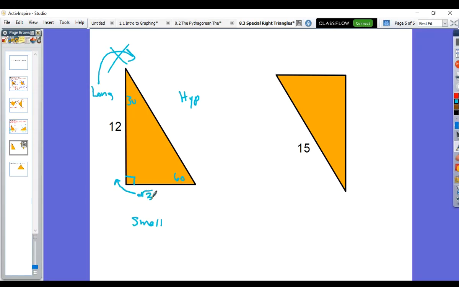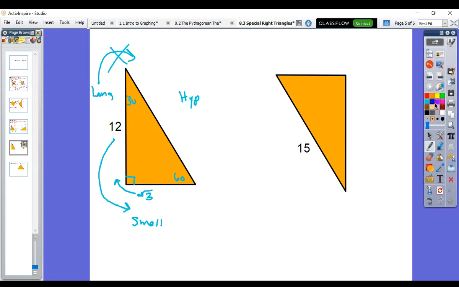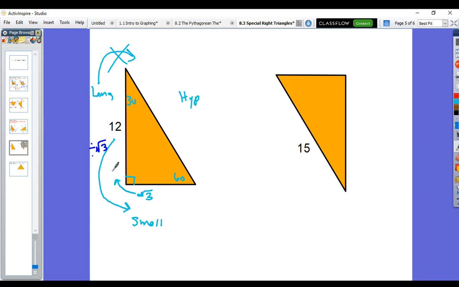Now, when we were going from small leg this way, we multiply by radical 3. So if we're going from here to here, what do you think we're doing? Yeah, we're going to divide by radical 3. So let's do that. So we'll take our 12 divided by radical 3.